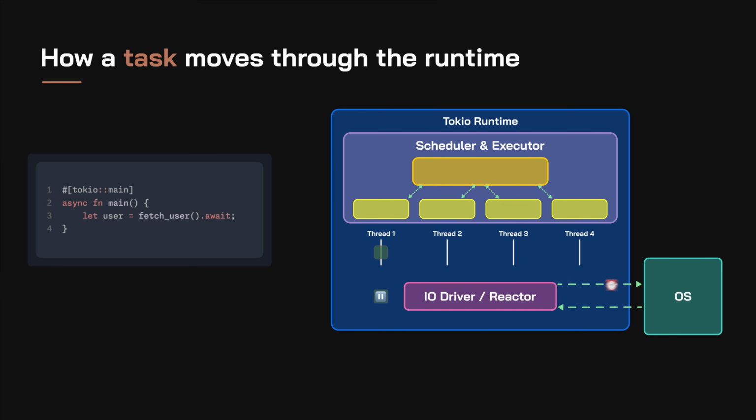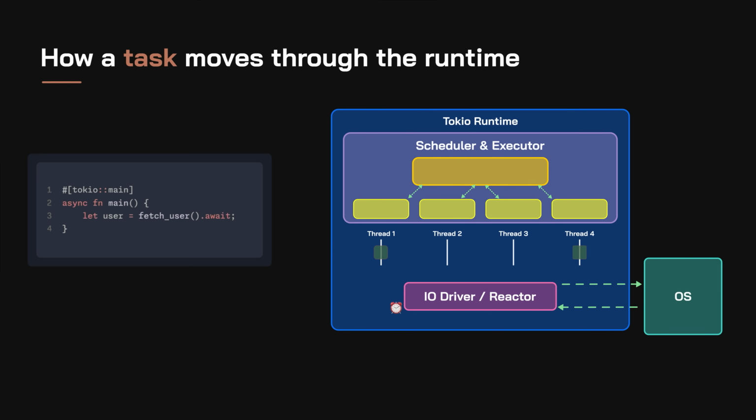On the OS side, it watches and waits for the database request to complete. When the response is ready, the OS signals back up the chain. The reactor receives that wake, marks the task runnable, and the scheduler enqueues it to any open worker thread. Let's assume thread 4 is open this time around. The executor again runs the task, but now on thread 4. That's one full lifecycle of a single async task inside the Tokio runtime.